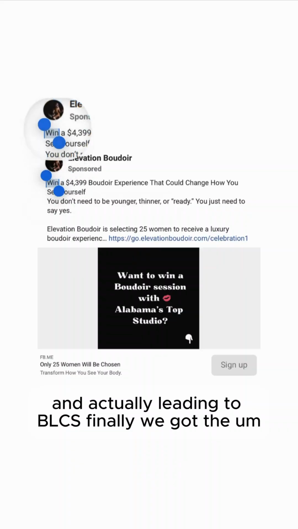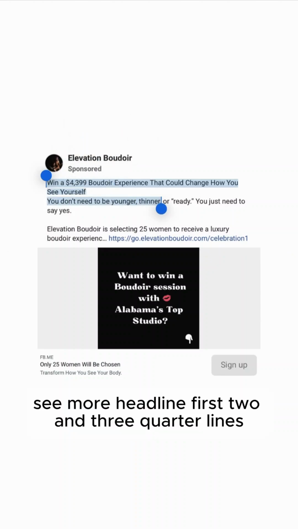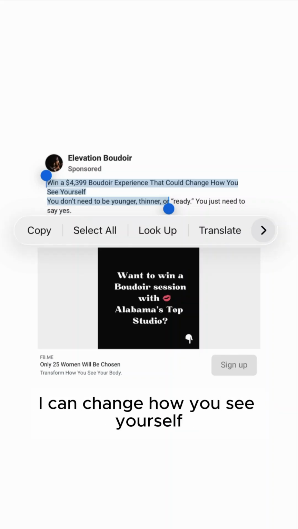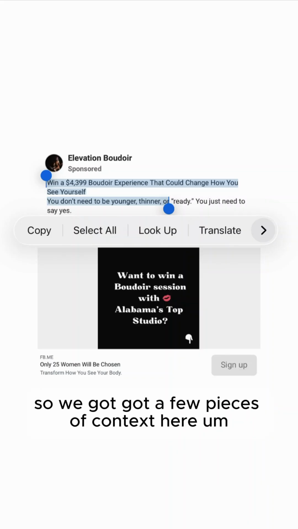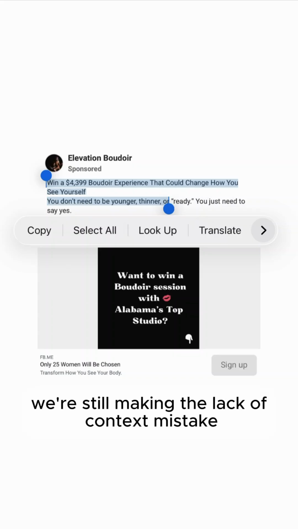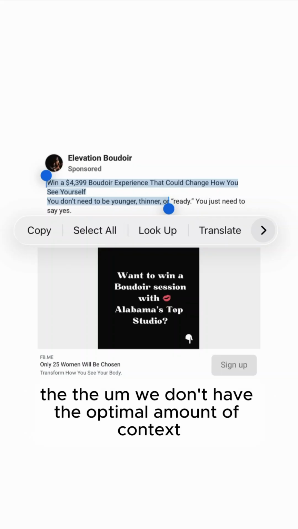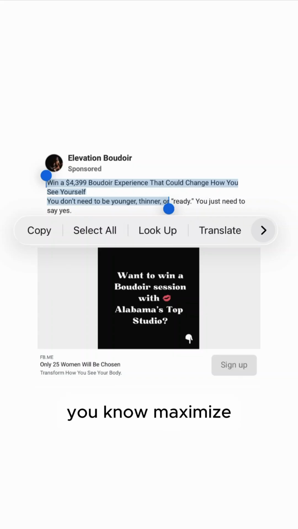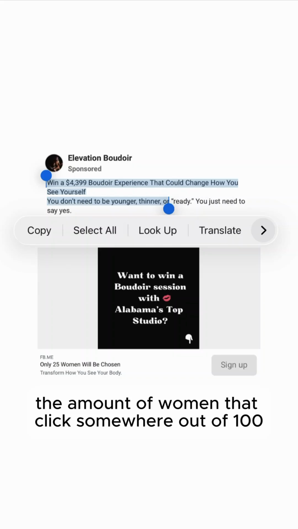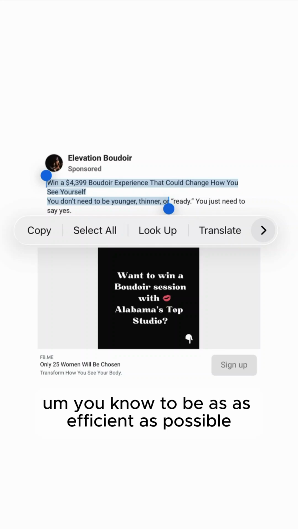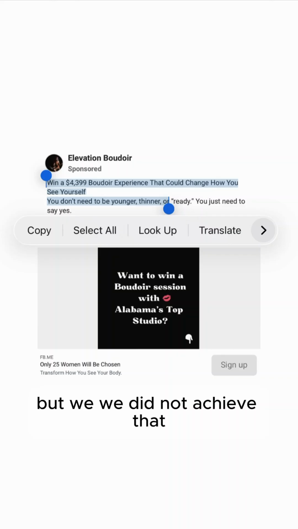Finally, we got the see more headline, first 2 3/4 lines, Facebook mobile news feed. Win a $43.99 Boudoir experience that could change how you see yourself. You don't need to be young or thinner. All right, so we got a few pieces of context here, but we're still making the lack of context mistake. Like we don't have the optimum amount of context, and the false belief causing us to make this mistake is that we thought we had enough context to optimize the amount of women that click somewhere on our ad out of 100, to be as efficient as possible, but we did not achieve that.